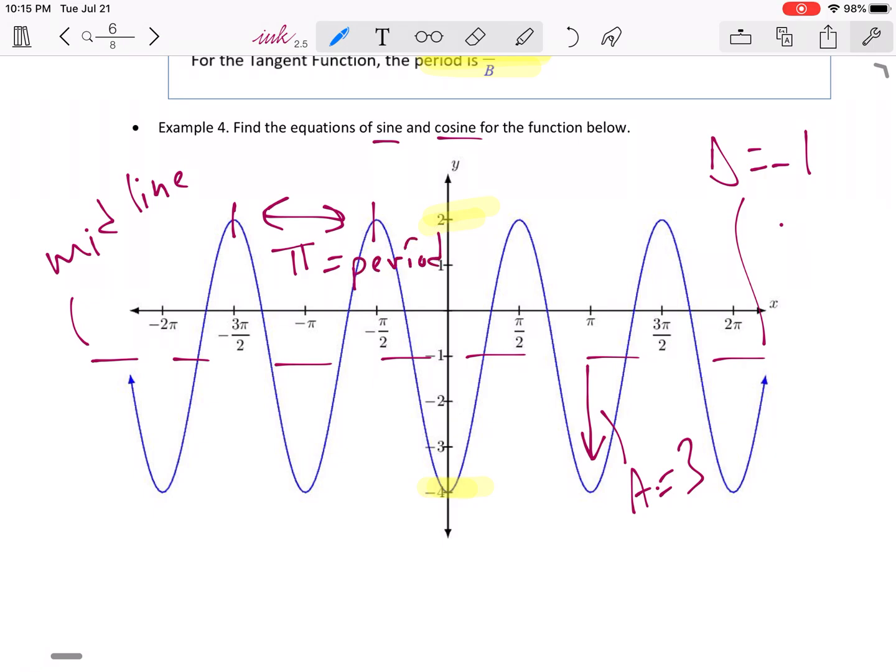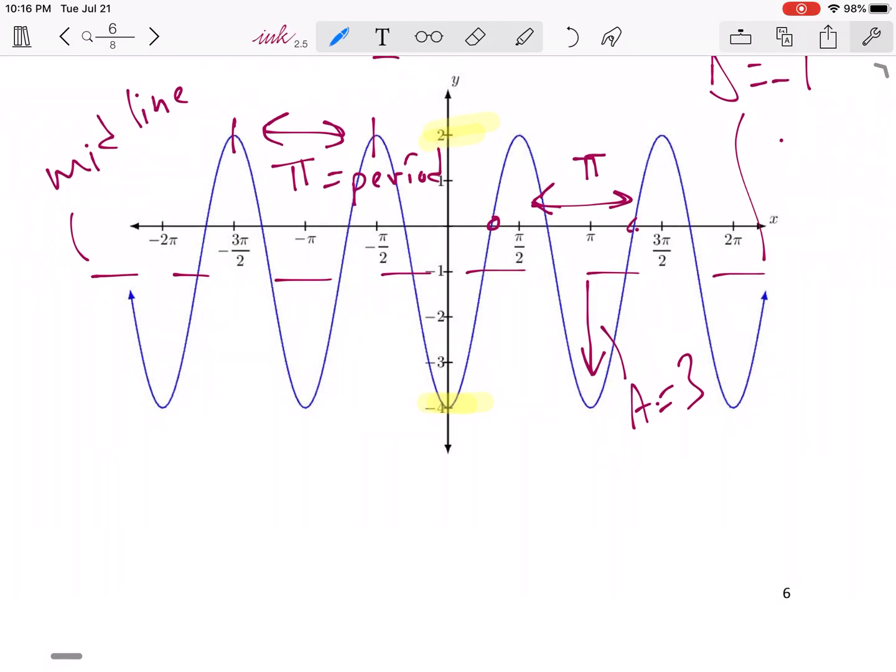Right, and so now if I looked at this from a different perspective, say from here to here, this is also pi. It doesn't matter what you go by as long as it's repeating. So it's the same period. So we've got the amplitude, the vertical displacement, and we've got the period, and from the period we can get the value of b.